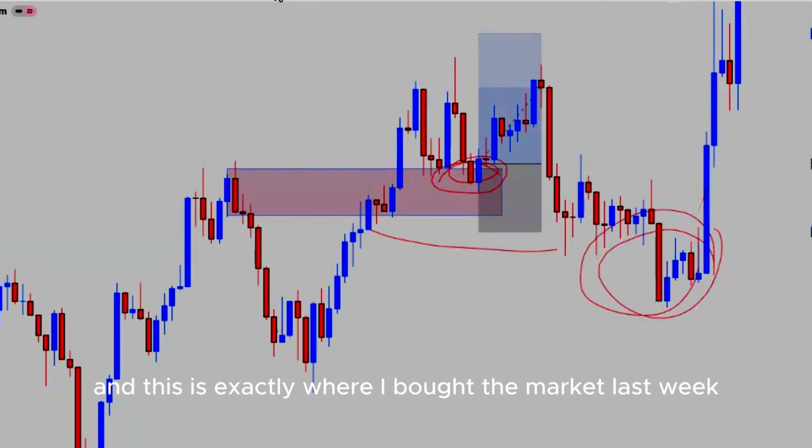And this is exactly where I bought the market last week, Friday.